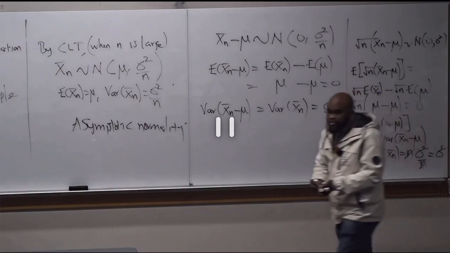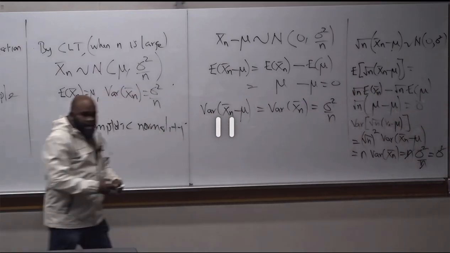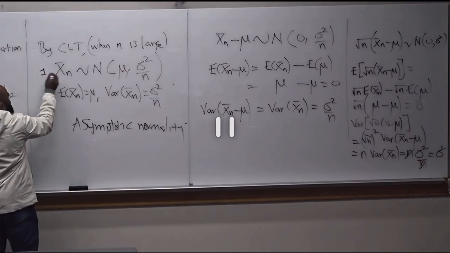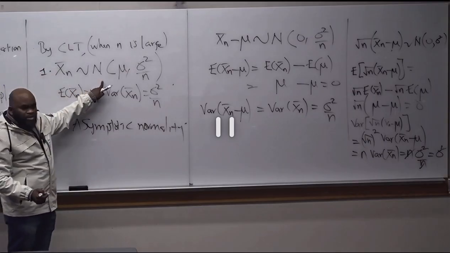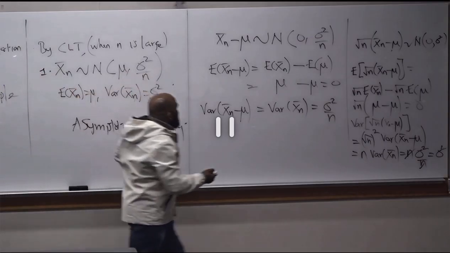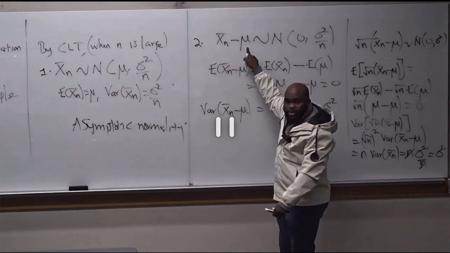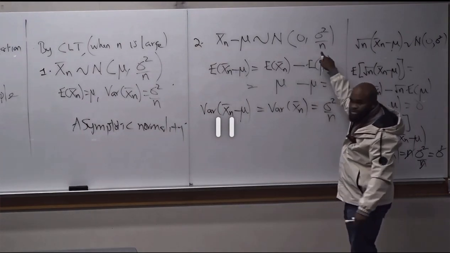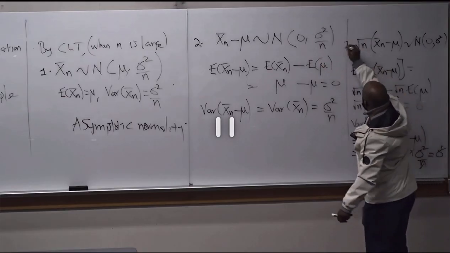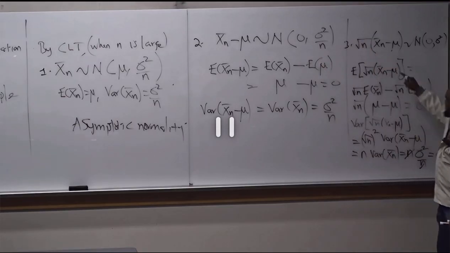I need you to pay attention. I want to do this. Number 1, x bar follows a normal distribution with the mean of that and that. Number 2, the difference of the sample mean and the population mean follows a normal distribution with that. Number 3, when I multiply by the square root of n, the distribution is 0 and sigma squared.